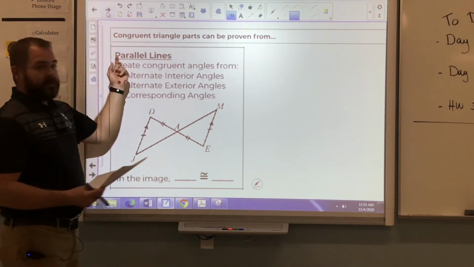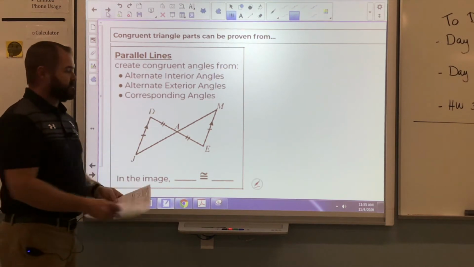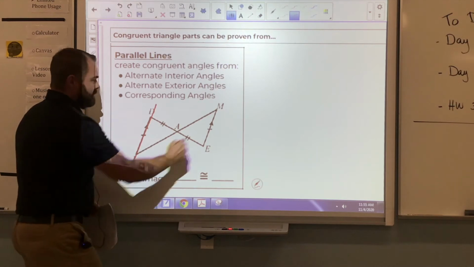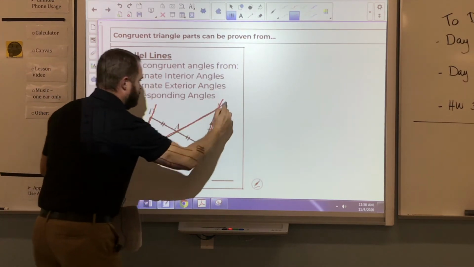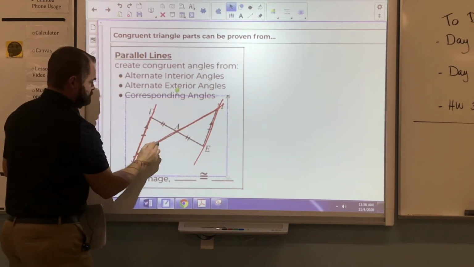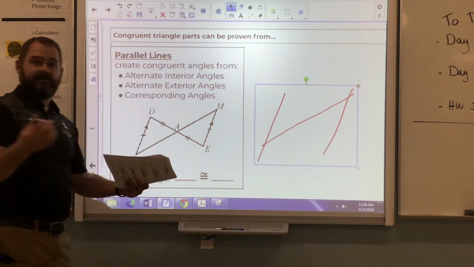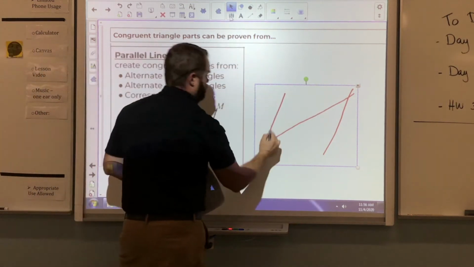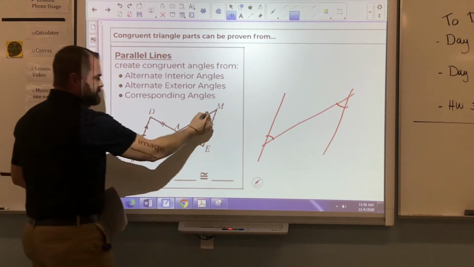I want you to remember that when we have parallel lines, that creates certain angle relationships with these transversals. Like if I have this line parallel to this one, and we have this transversal here, that creates this kind of relationship where I could have congruent alternate interior angles, like this. So angle J is congruent to angle M.